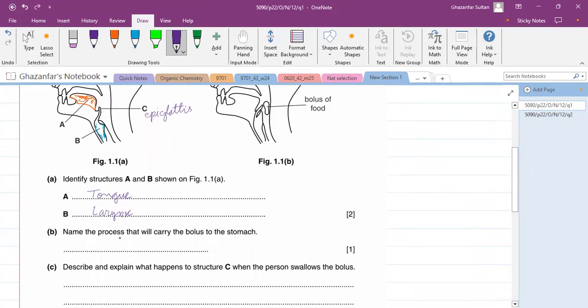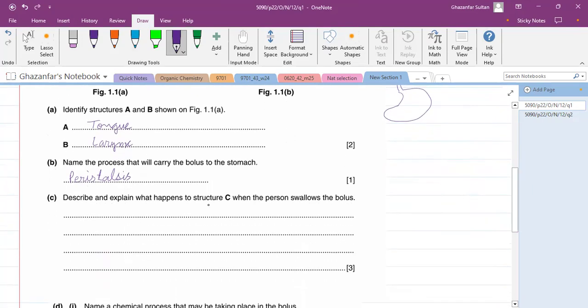So the next is the name the process that will carry the bolus to the stomach. So from pharynx to the stomach, bolus is moved down, and this movement is called peristalsis. This downward movement is called peristalsis. Peristalsis moves the bolus down.